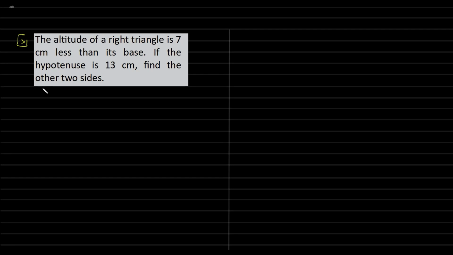The altitude of a right triangle is 7 centimeter less than its base. If the hypotenuse is 13 centimeter, find the other two sides. So my request is please do try it. It has to do with a right angle triangle. Hypotenuse is given. They're talking about base and the altitude.